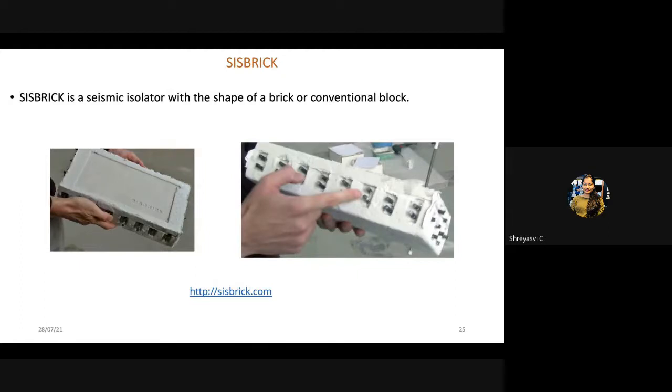This is mostly at a research stage yet, I would say. What exactly is this? This is basically an isolator, which is in the shape of a brick. The shape of the SISBRIC can usually be that of a regular brick as well. And these are placed along with our regular masonry wall. As you can see here, they have these mechanical connections wherein they are tightened and improved. Basically these rods improve the mechanical characteristics.